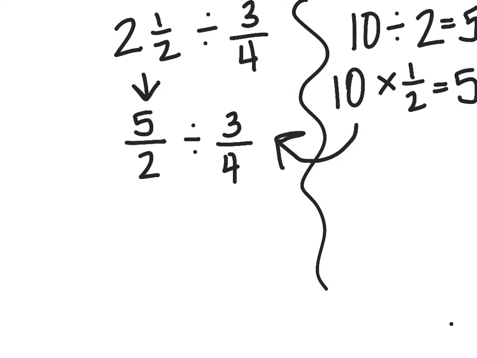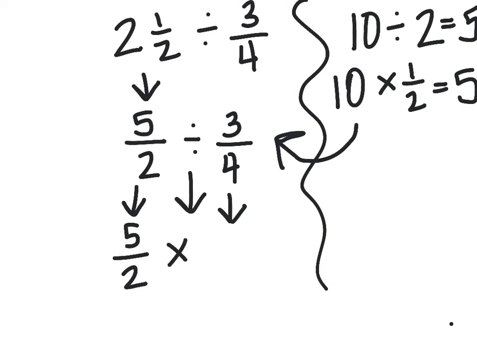So now we have 5 halves divided by 3/4. In this method, we keep the first number, 5 halves. We change the division sign to a multiplication sign, and we flip the last fraction, or we find its reciprocal, so it would just be 4/3. We just switch the numerator and denominator. Now, if you remember how to multiply fractions, you know that we just multiply across. So 5 times 4 is 20. 2 times 3 is 6. And we get a product of 20/6.